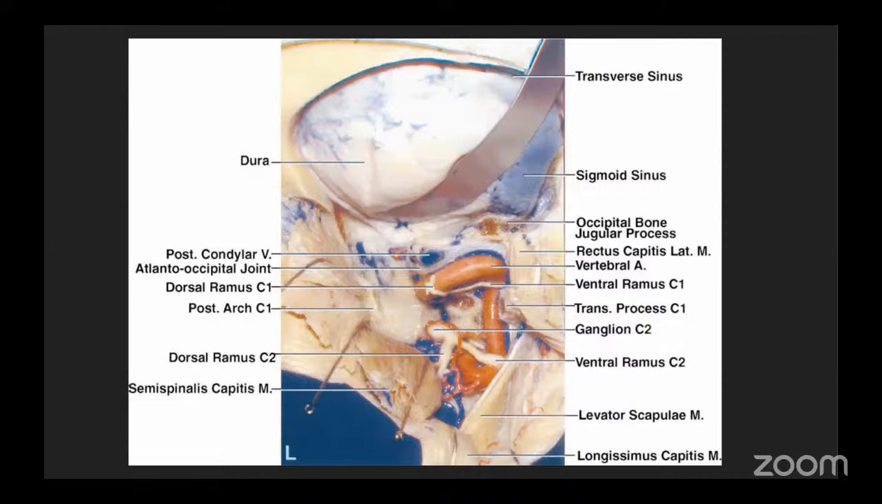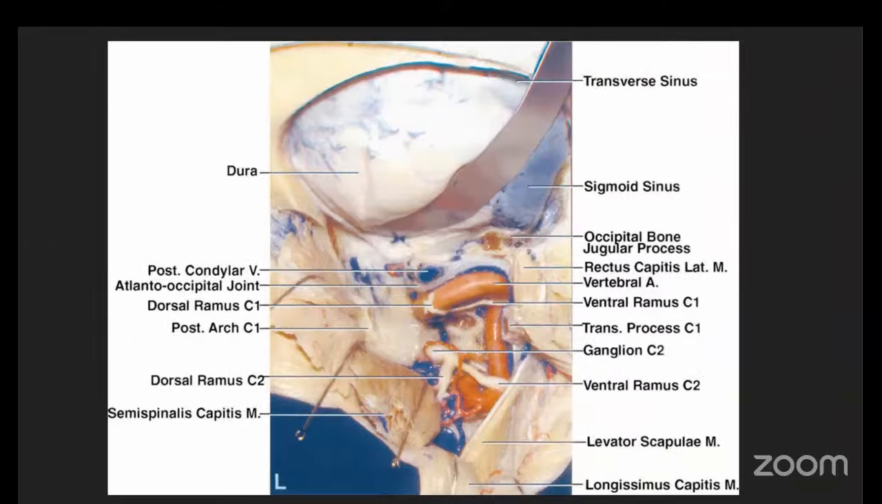This is just a summary of everything that we have discussed so far. You can see the ventral ramus of the C2. You can see the ganglion of the C2. What do we do with this? We retract it gently, inferiorly, with the help of a nerve hook. We see the transverse process of the C1.